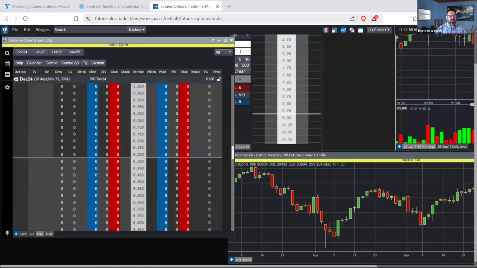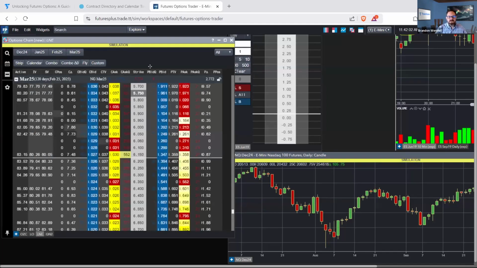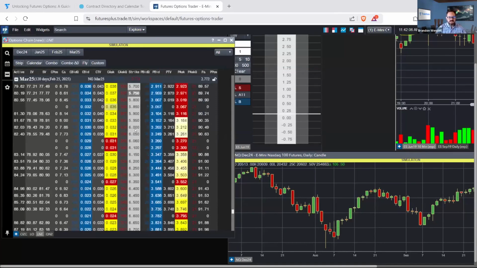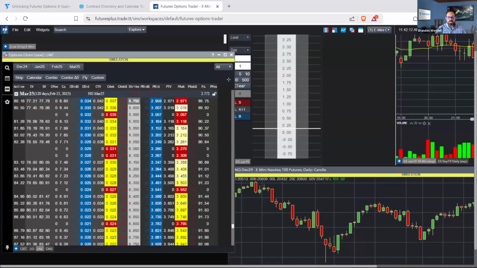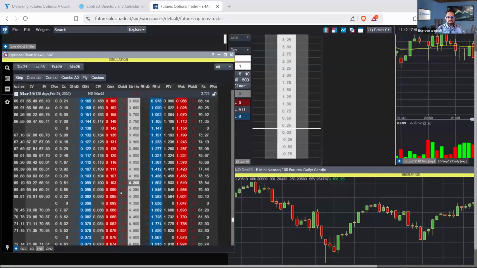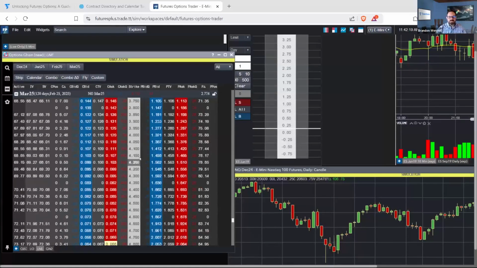Here it is, LNE. That's fine. I don't need to waste time on that. So again, I've got my quotes right here. I'll fit all my columns to edit. And we're currently trading. Here we go, populating. So let's say I want to trade this, and I'm looking right now at the 4.2 calls.